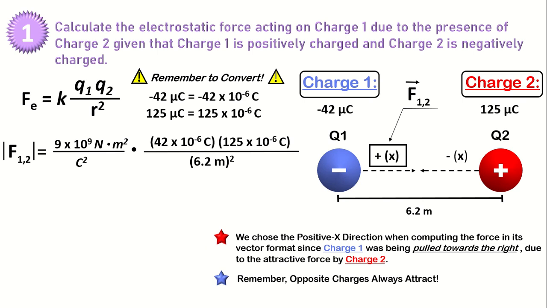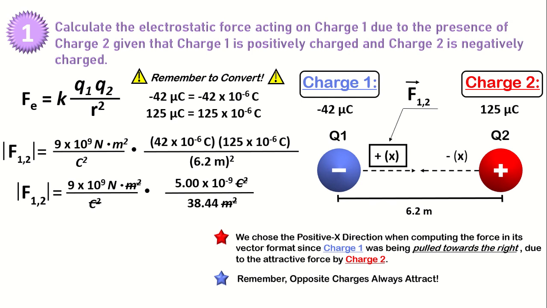Alright, so plugging all this information in, for K we'd plug in 9 times 10 to the 9 newtons times meter squared divided by Coulomb squared. For Q1 we'd plug in 42 times 10 to the minus 6 coulombs. For Q2 we'd plug in 125 times 10 to the minus 6 coulombs. And for R we'd plug in 6.2 meters.